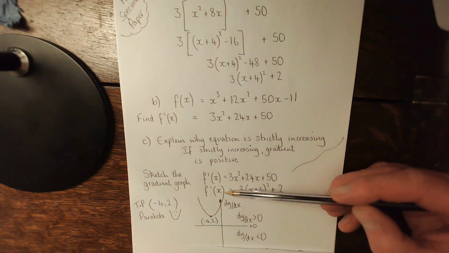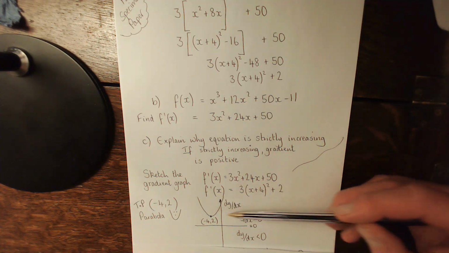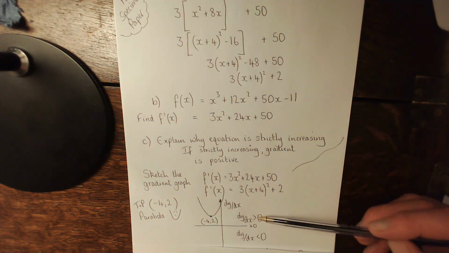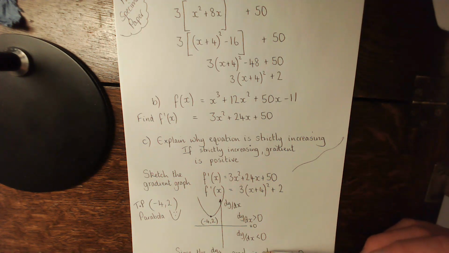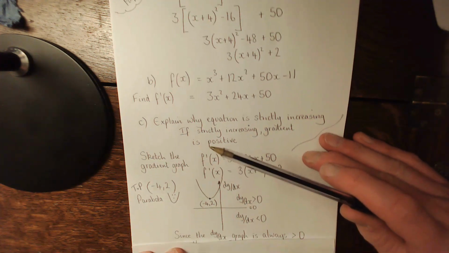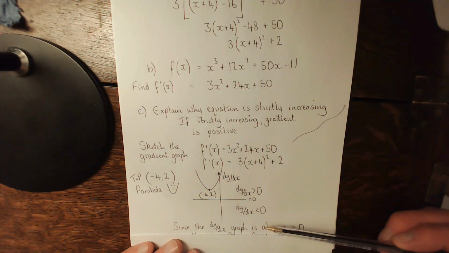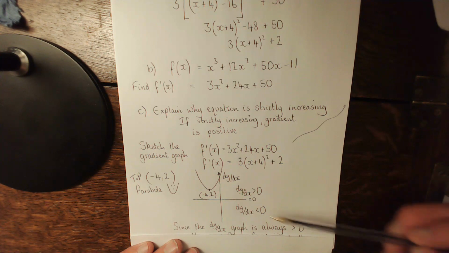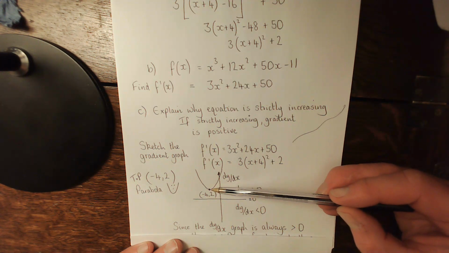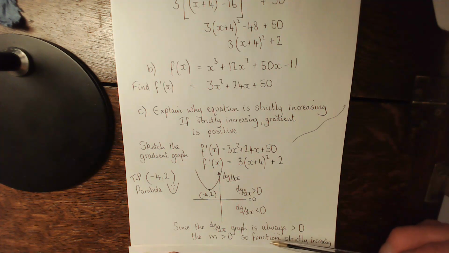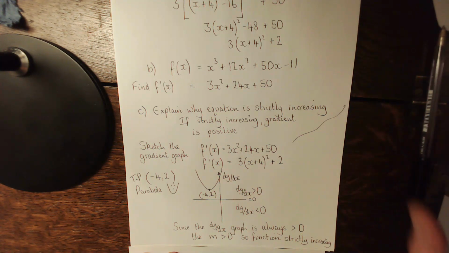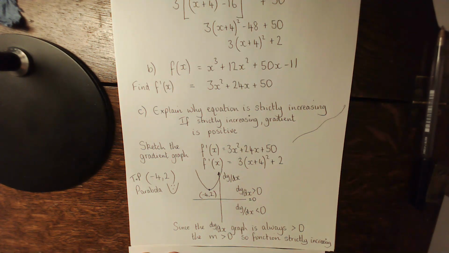So how does this work? Well, this indicates the gradient. This parabola is only in the positive region. So since the dy by dx graph is, paper's just running out, since the dy by dx graph is always greater than 0, because the minimum turning point is 2 for my gradient, then the gradient is greater than 0. And because the gradient is greater than 0, the function is strictly increasing. I hope that helps you. Well done.